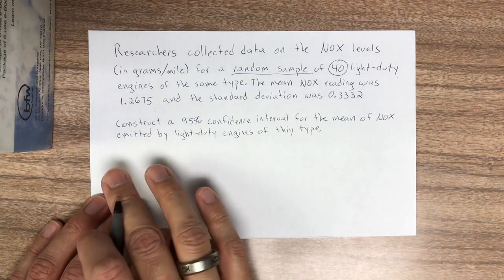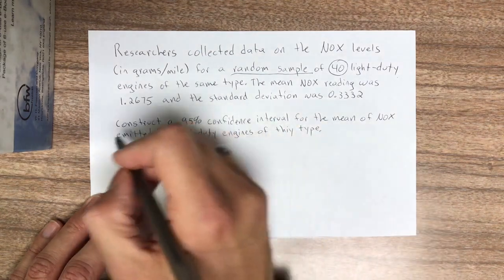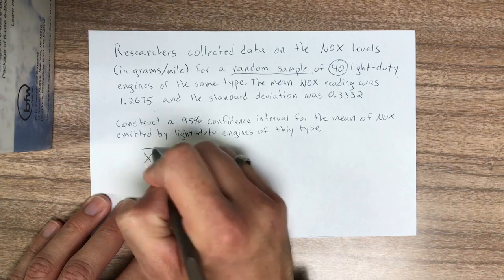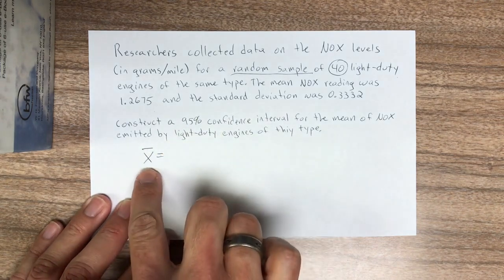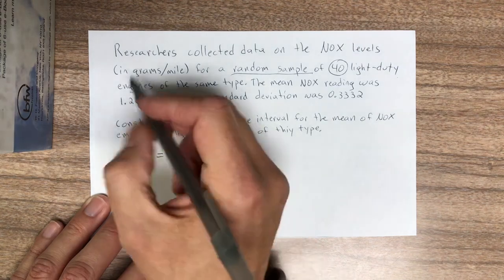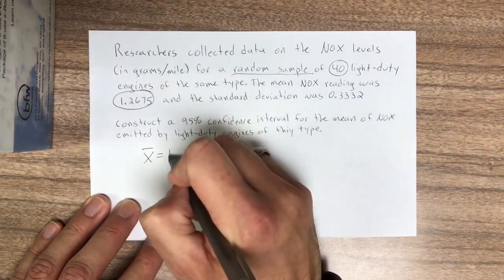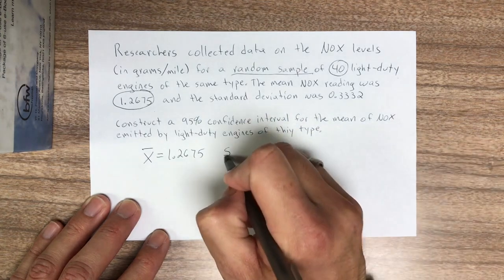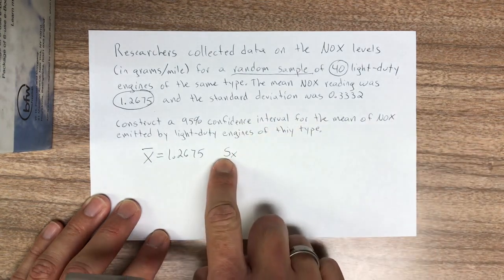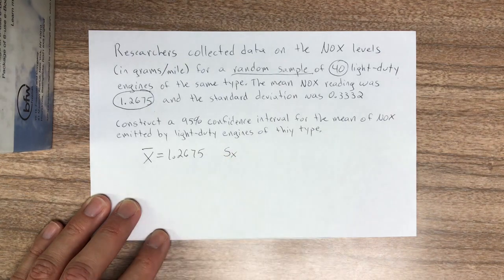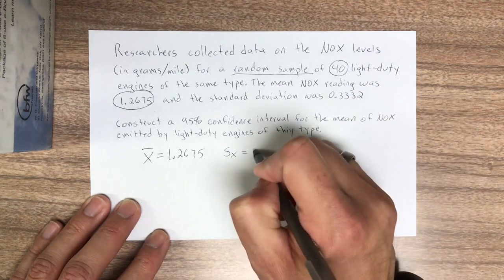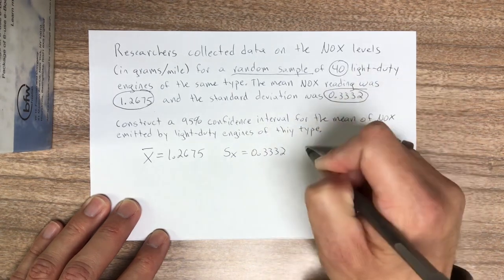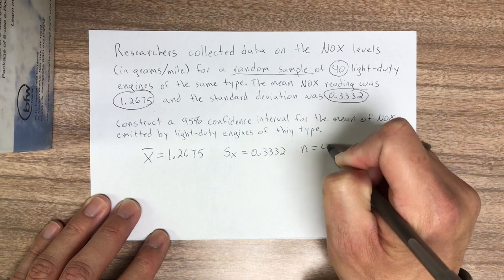So first, I like to write what I know. So I know from this information my sample mean, x bar, and that is my statistic. My statistic x bar is 1.2675. The standard deviation of the sample, and notice I'm using s, not sigma, s is for the sample, which is your statistic, is 0.3332. And my sample size is 40.